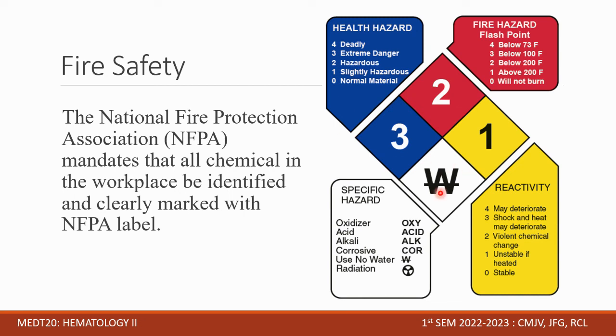Lastly, the white one, yung nasa baba. So this one is for specific hazards. So hindi na number yung nakalagay dito, but specific symbols. For example, ito yung W, meaning use no water. So wag ihalo sa tubig. For the radiation, ito yung symbol, corrosive, alkali, acidic, and oxidizer. Okay. So you should remember this, and yung kahit yung mga levels, memorize nyo ito. Okay?